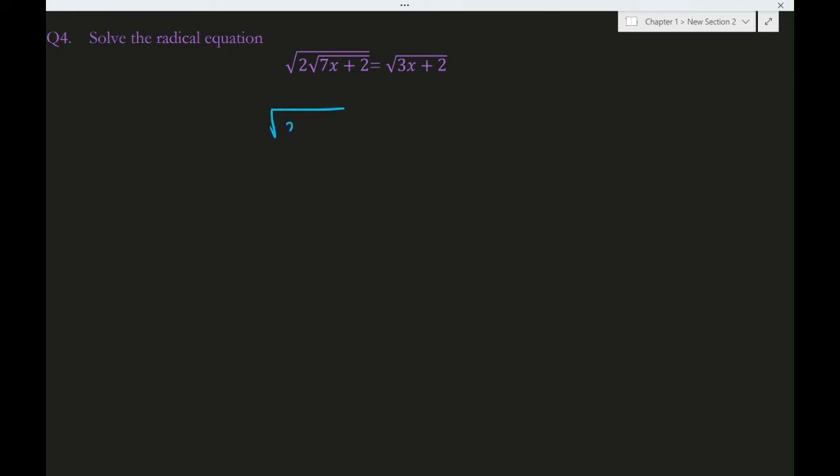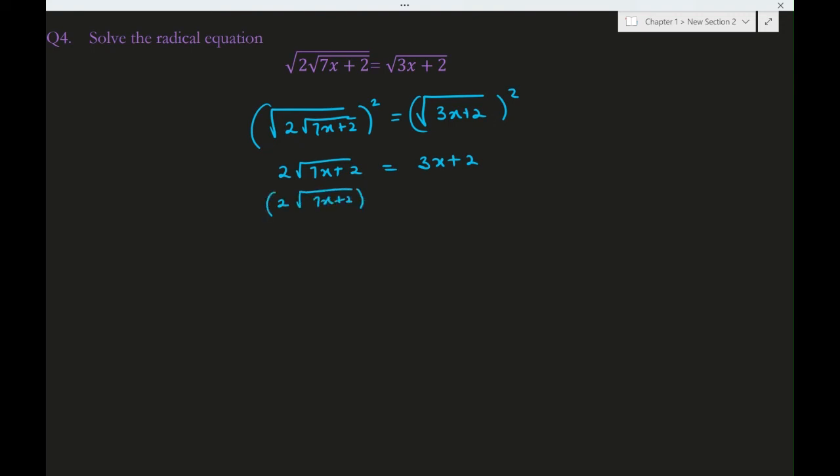So if we square both sides, we have 2, 7x plus 2. Let's square this at the moment. So we have this. Now, what will happen is this, we will have 2 root of 7x plus 2. And here will just be 3x plus 2. But we still have a radical there, so we can square again. And now this 2 will be squared, so you have 4, and the roots can go.